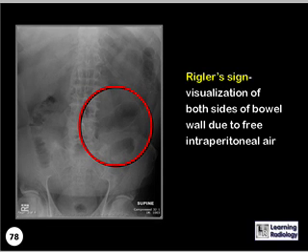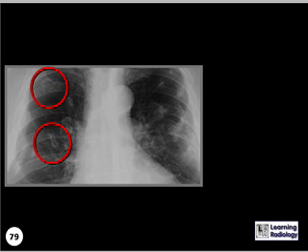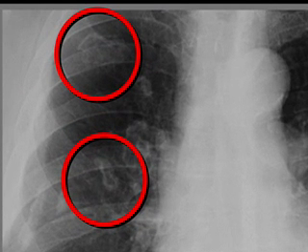This is Rigler sign, which is visualization of both sides of the bowel wall due to free intraperitoneal air, in this case from a ruptured duodenal ulcer. What sign is depicted inside the red circles?